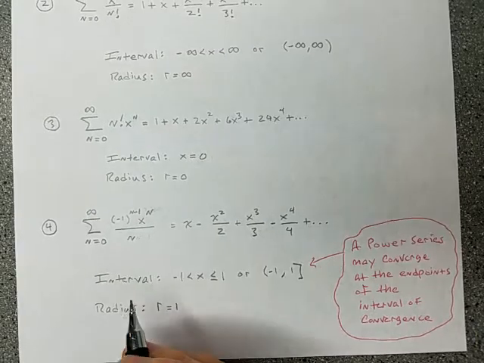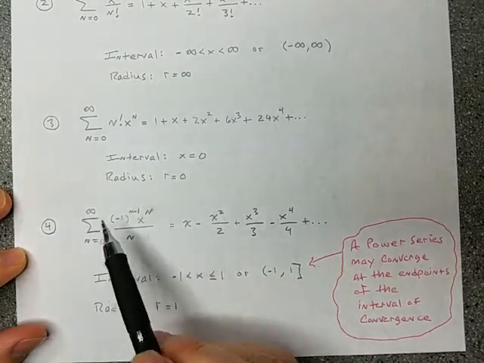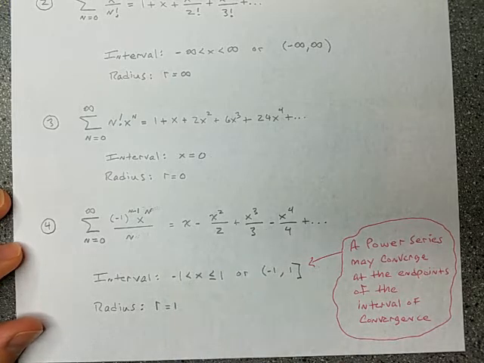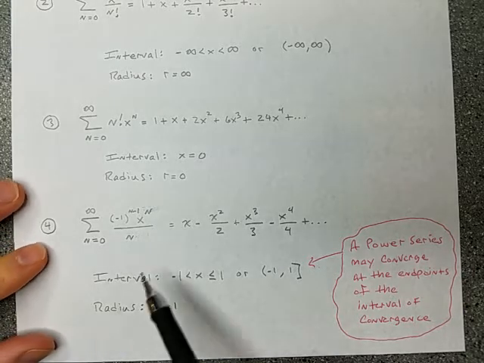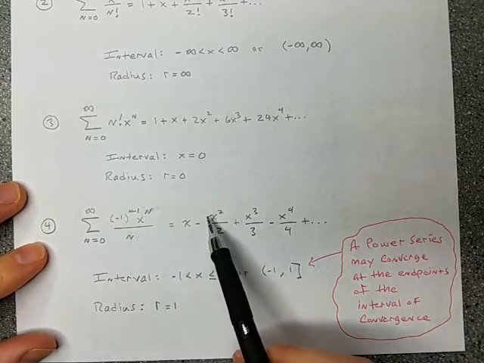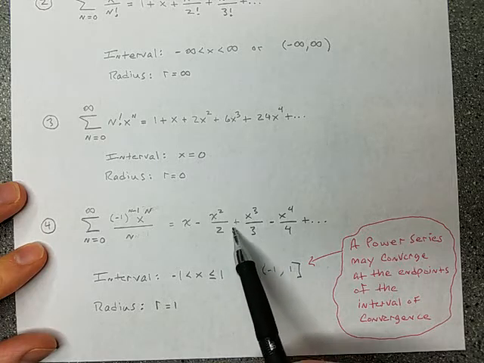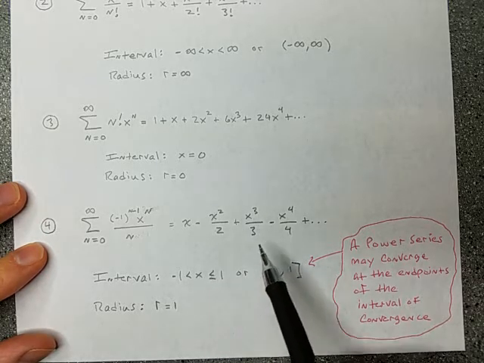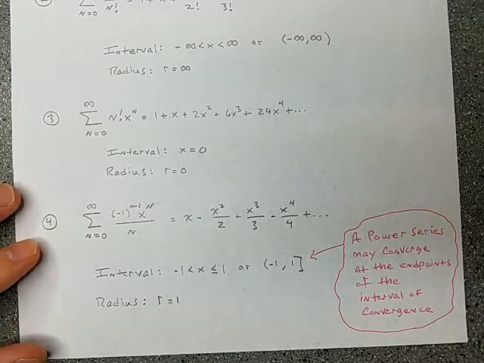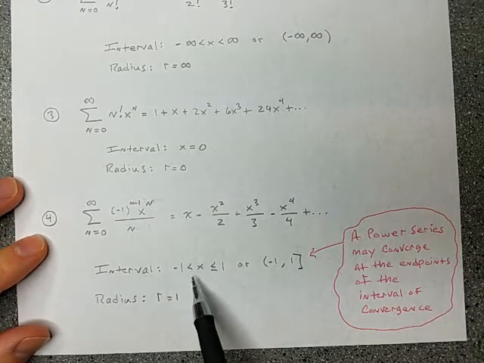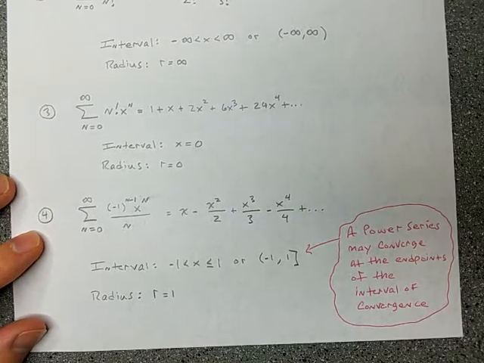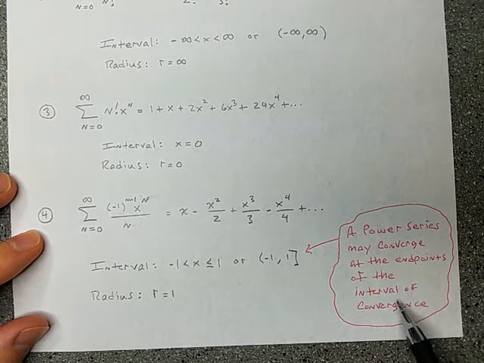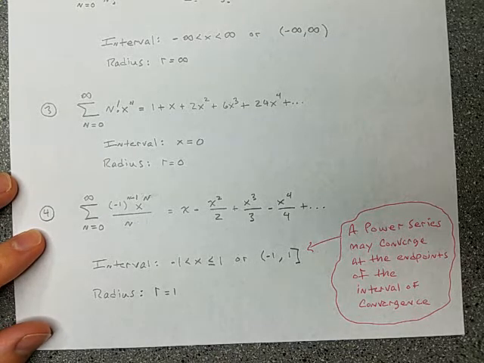All right, what about this right here? Okay, that looks complicated, but I wrote it out for you. There it is. It's an alternating series that's also a power series. Every term is a constant times x to a power. This is 1/2 times x squared, 1/3 times x to the third power. It still fits my definition. All right. The interval of convergence for this one happens to be -1 to 1, including the 1. Okay. A power series might converge at the endpoints of the interval of convergence. All right. The radius is still 1.